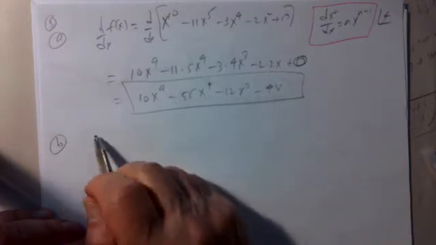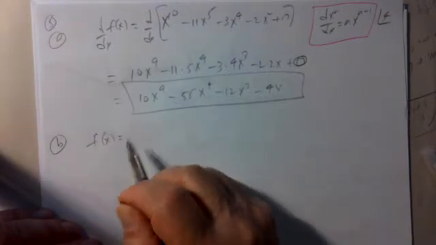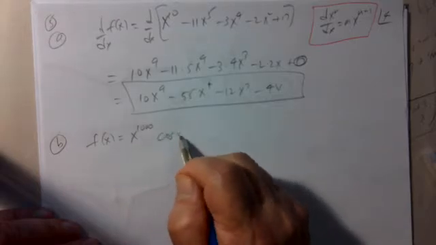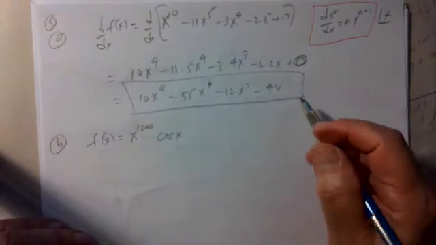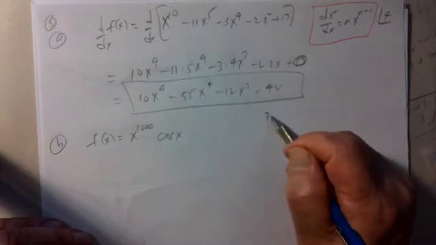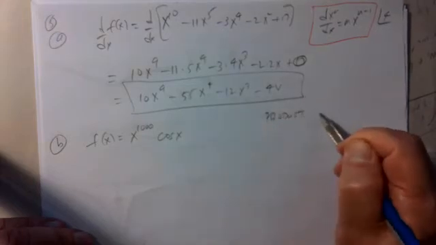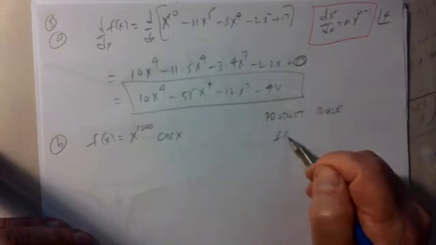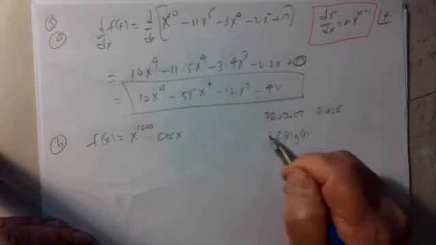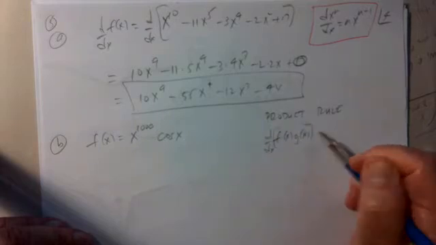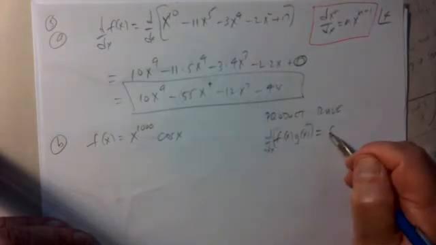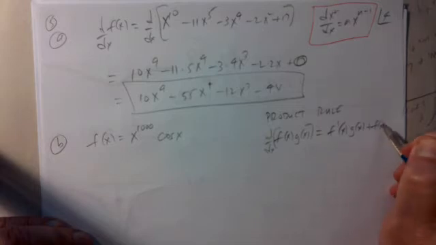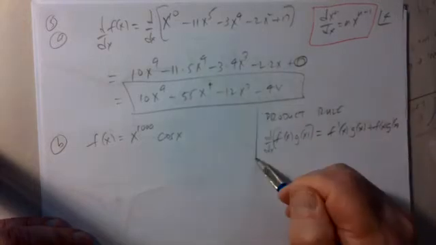In part B, we have the function f of x equals x to the 1000th times the cosine of x. And for this, we have to remember the product rule for derivatives, which says that if you have a product of two functions, f of x, g of x, we're differentiating the product. That's the derivative of the first times the second plus the first times the derivative of the second.